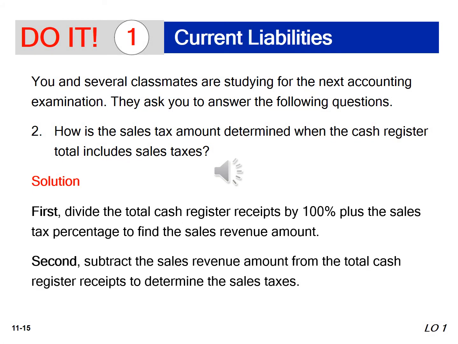The second question is, how is the sales tax amount determined when the cash register total includes sales taxes? Well, the solution to this question is that first, we need to divide the total cash register receipts by 100% plus the sales tax percentage to find the sales revenue amount. Second, you need to subtract the sales revenue amount from the total cash register receipts to determine the sales taxes, which is going to be the remaining amount in this case.